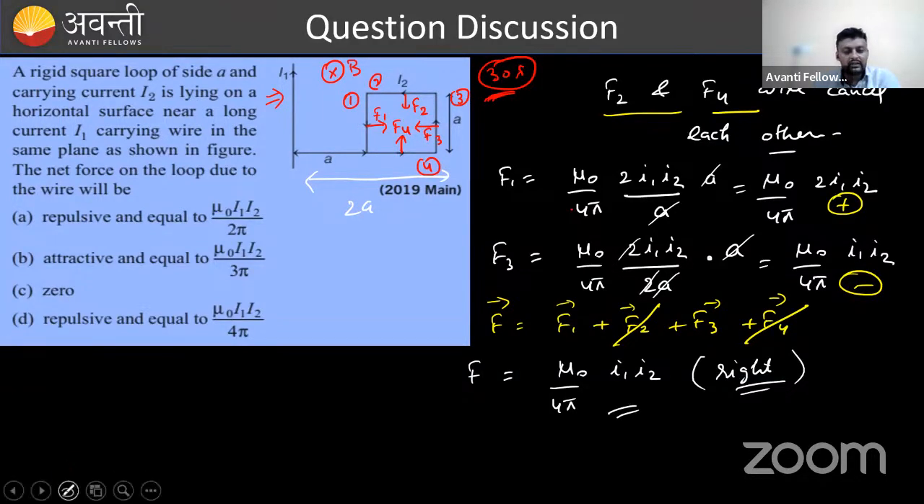Along with that, mu naught by 4 pi I1 I2. This is the correct option. Repulsive, that means option D is correct. Nobody is correct.